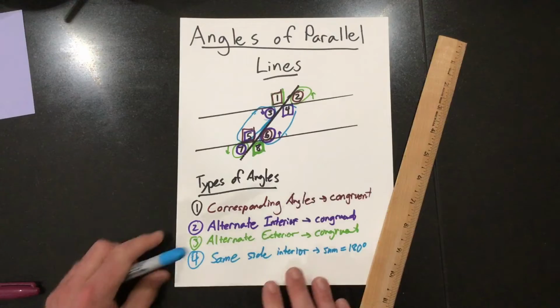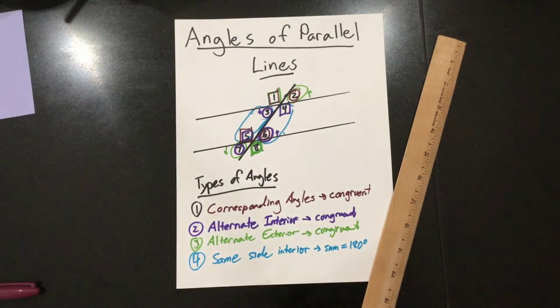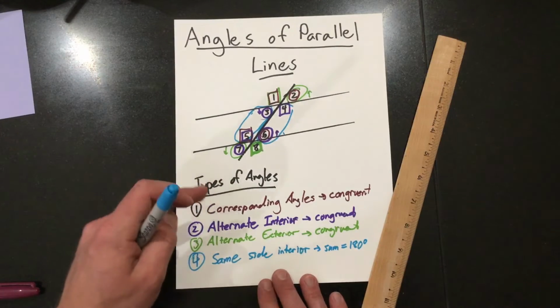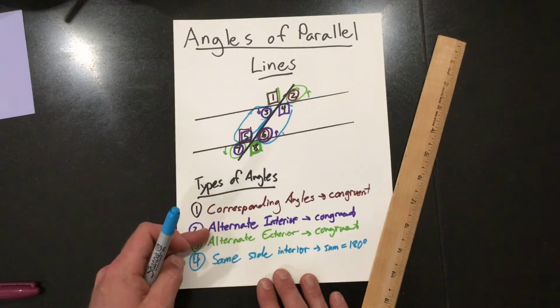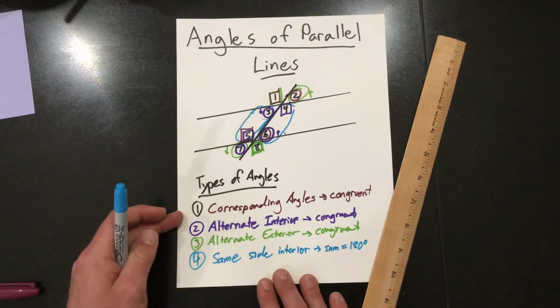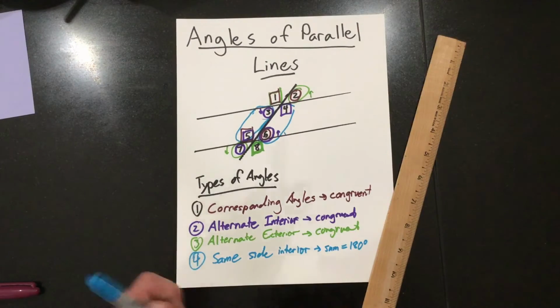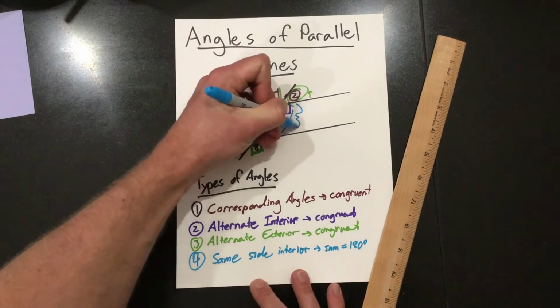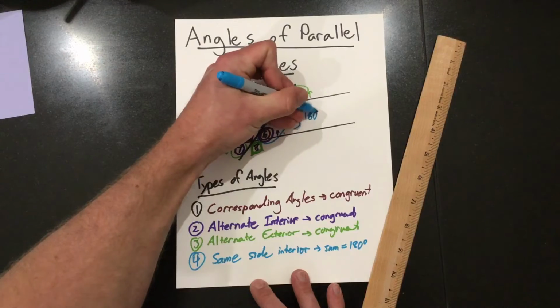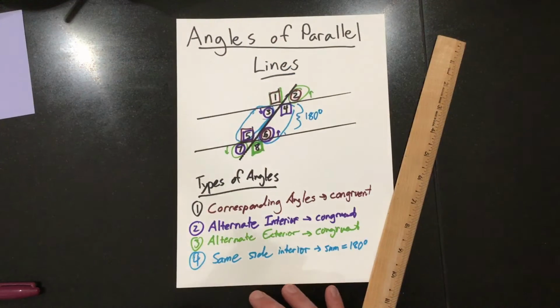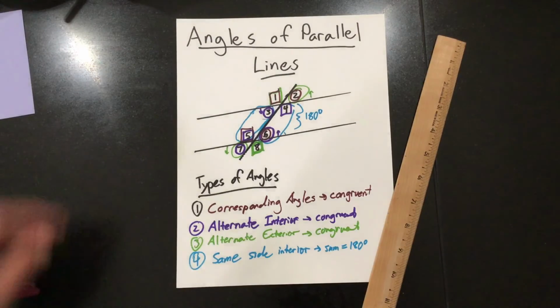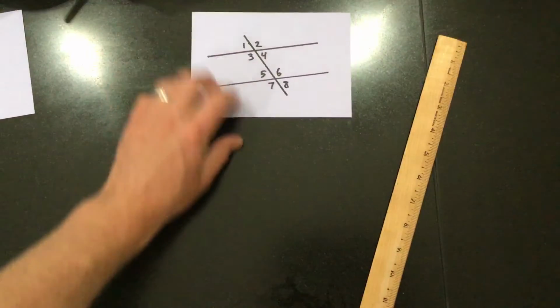And so in a nutshell, these are the different types of angles that we have from parallel lines. You have corresponding, alternate interior, alternate exterior. All three of those are congruent. And then you have same side interior, in which when you add these guys up, the angle sum has to be 180 degrees. And so now what we're going to do is swap this out and take a look at some examples. And we're going to have this sort of be our template.